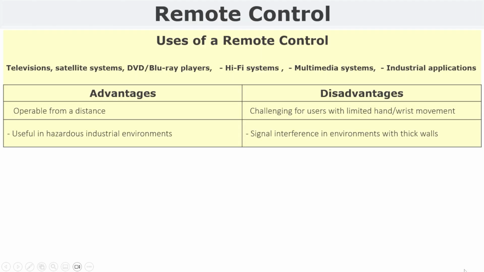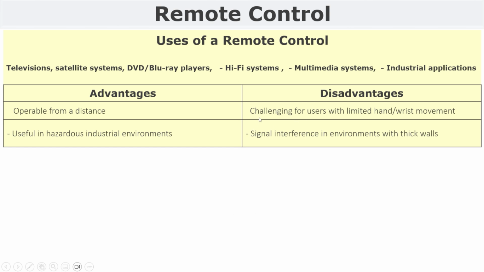The next input device we want to look at is a remote control. Basically, we use it to control television, satellite systems, media, multimedia, and then in some industry, we make use of remote control to control some devices that are in a very unsafe environment where you have chemicals. So as part of the advantages, they can be operated from a distance, and then you can use them in very hazardous industrial environments.